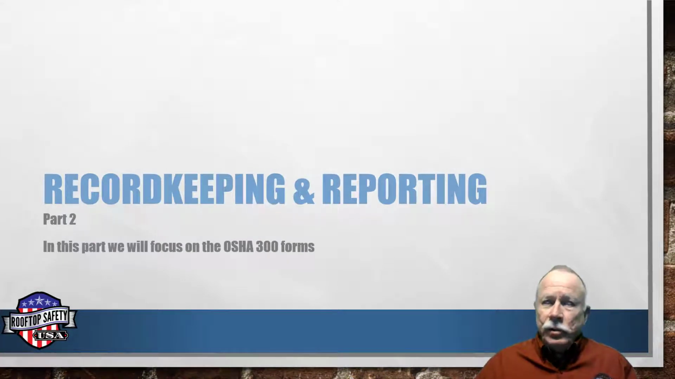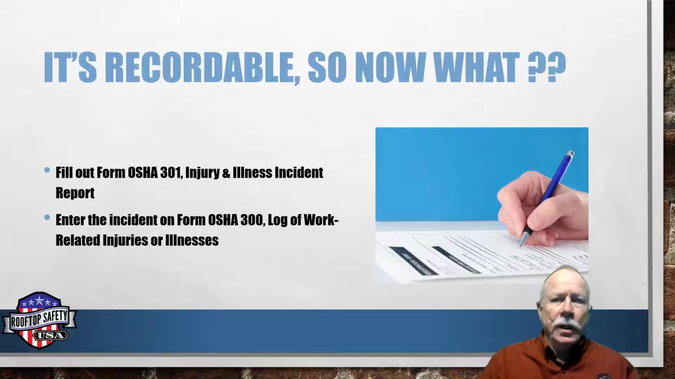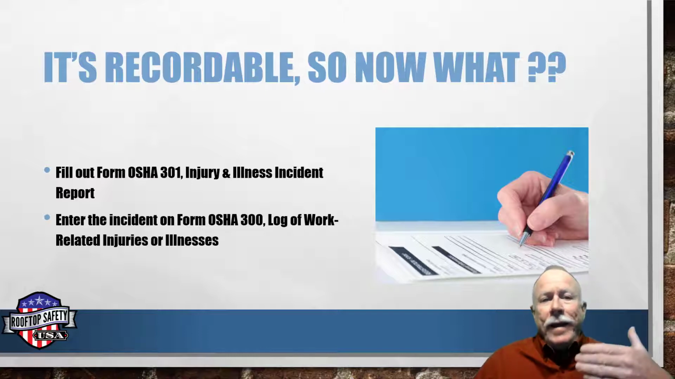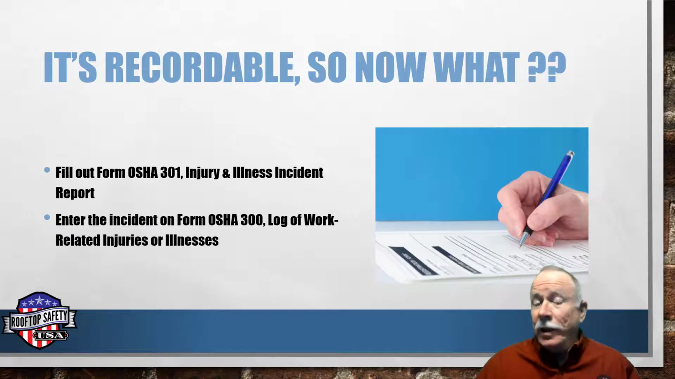This will be part 2 of our OSHA record keeping and reporting requirements. And in this part, we will focus on the OSHA 300 forms and also incident reporting requirements. So, in part 1, we looked at how to determine if an incident was recordable. So now that we've determined something is recordable, what do we do with it?